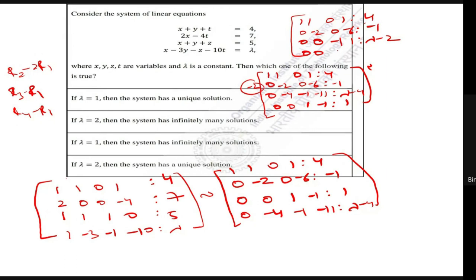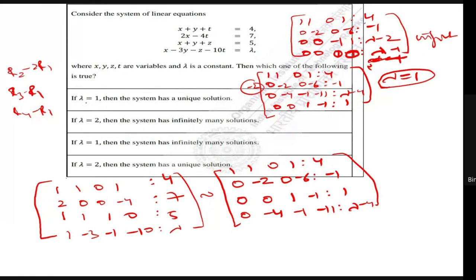And the last will be 1, -1, and 1. Okay. And when we add these last two rows, it will become 0, 0, and λ - 1. Okay. Here it will become λ - 1. So when lambda is 1, it will give infinitely many solutions.